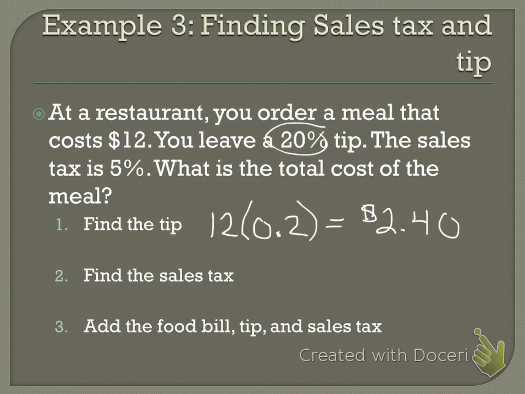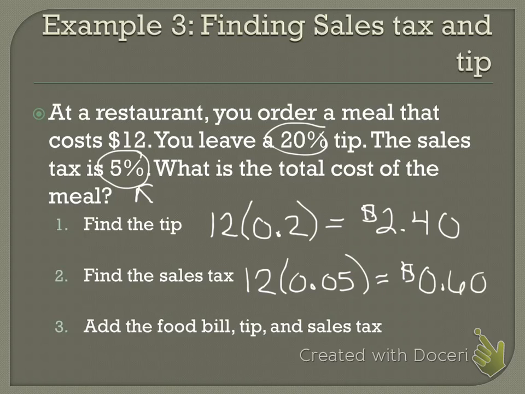Now, to find the sales tax, you're going to take the amount of the bill, again, $12, and you're going to multiply that by the decimal version of the percentage of the tax. What's 5% as a decimal? 0.05. Not 0.5, that's 50%. Okay, so 12 times 0.05 is what? It is $0.60, 60 cents.